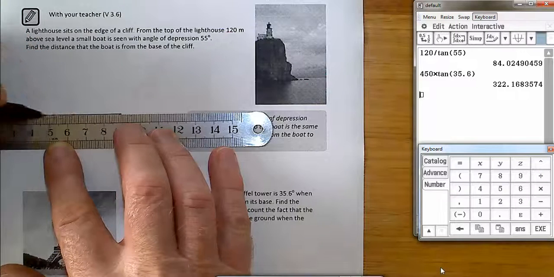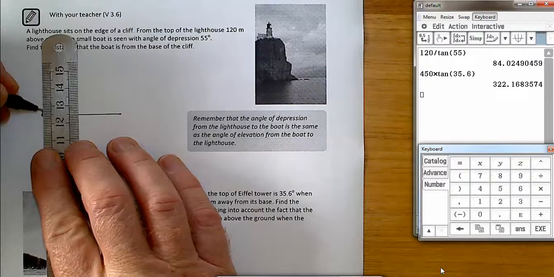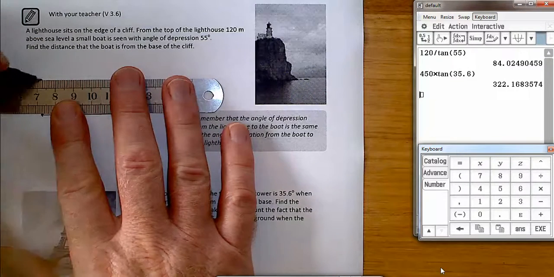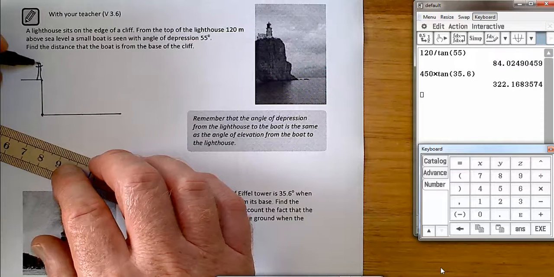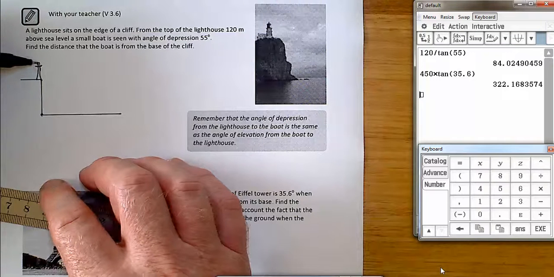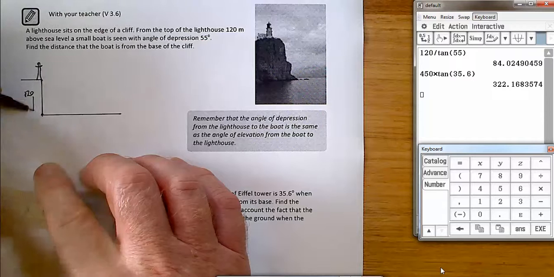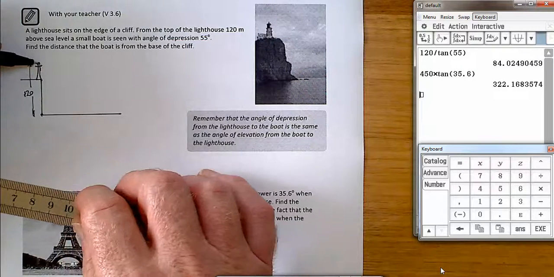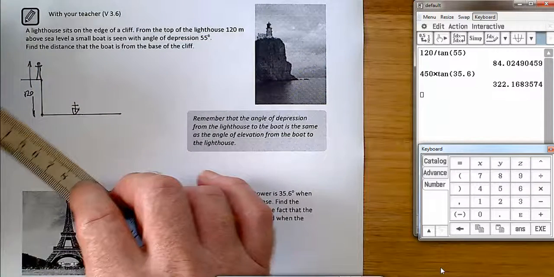Let's draw a diagram. Here's the water, here's my cliff, and here's the lighthouse on the edge of the cliff. Now you were told that the height from the top of the lighthouse to the sea, so that includes the lighthouse and the cliff, is 120, this total distance down here. And the angle of depression to a small boat at sea, I'll put it here, is 55 degrees.